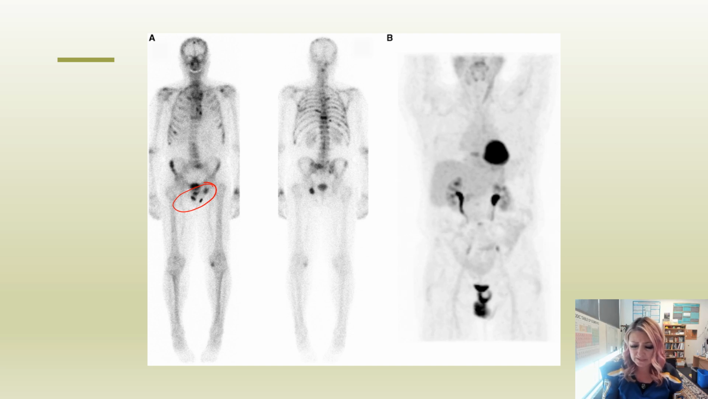So the bone scan, which is A, is showing a greater number of metastases and a greater lesion to background ratio than what's seen on the PET scan. So both of these could be used in very different ways, but both confirm the same diagnosis.